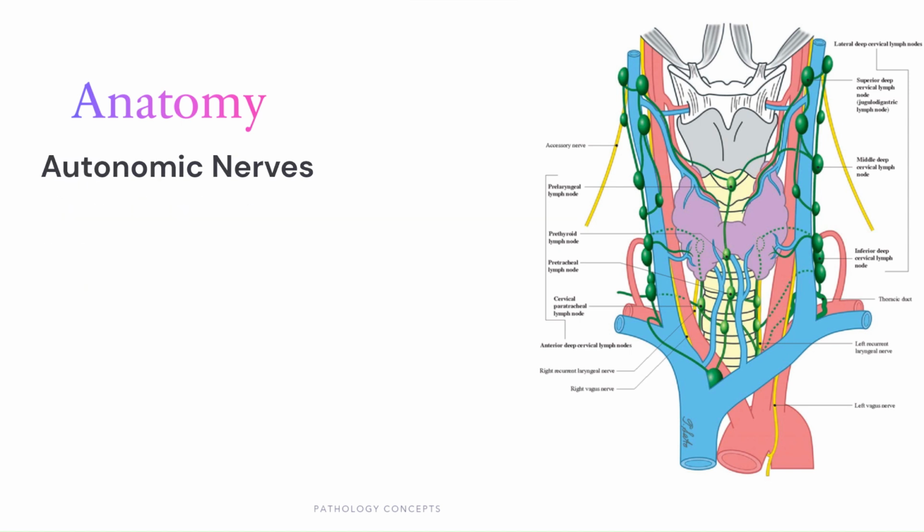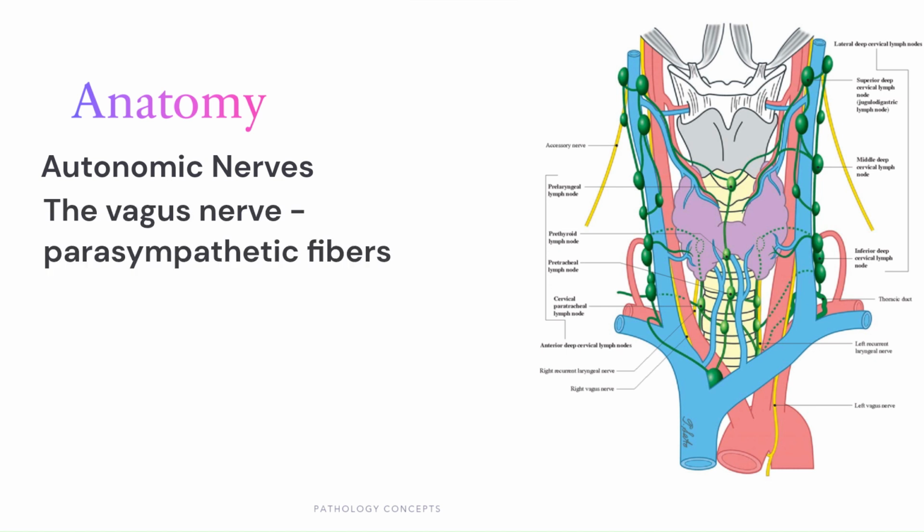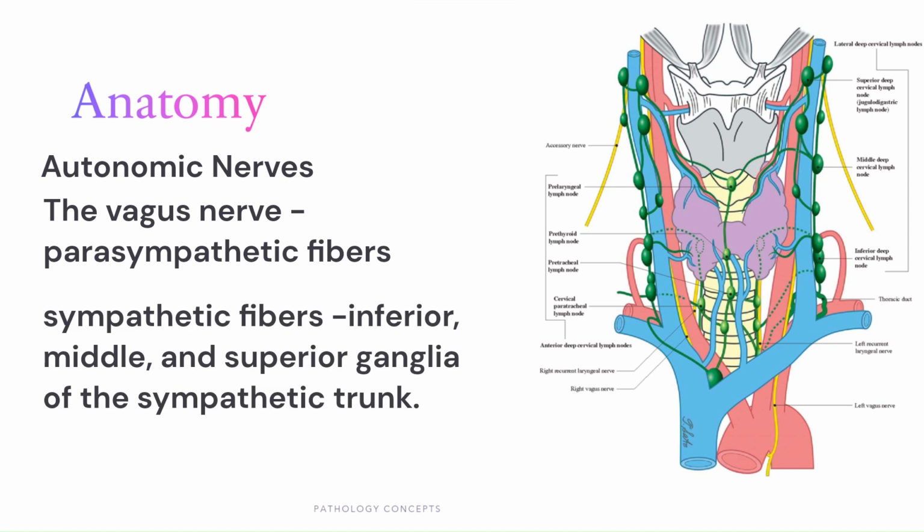The autonomic nervous system primarily innervates the thyroid gland. The vagus nerve provides the main parasympathetic fibers while sympathetic fibers originate from the inferior, middle and superior ganglia of the sympathetic trunk. The autonomic nervous system does not play a role in control of hormonal production or secretion but mostly influences the vasculature.